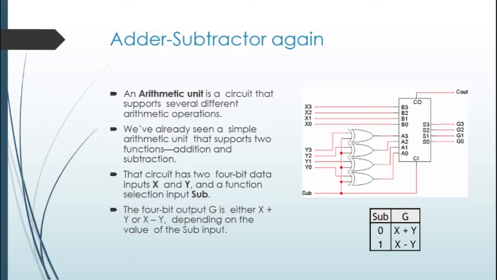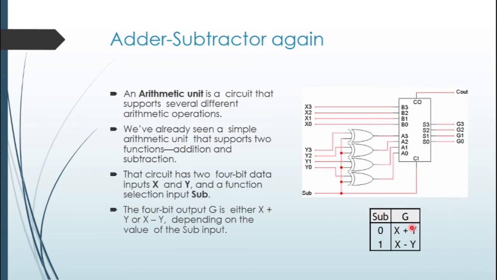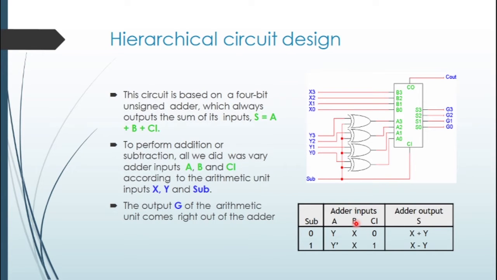to do addition or subtraction. If the sub value is 0, the operation that our circuit performed was addition, and if sub is 1, the operation performed is simply subtraction, and we studied how it is done. So in the hierarchical circuit design, the circuit is basically a simple 4-bit unsigned adder which always outputs the sum of its inputs, and the sum is a plus b, the two inputs, plus ci, the carry in.